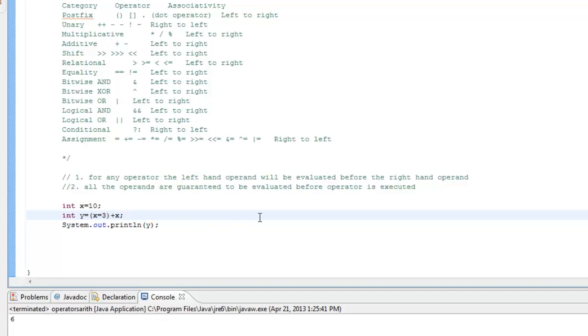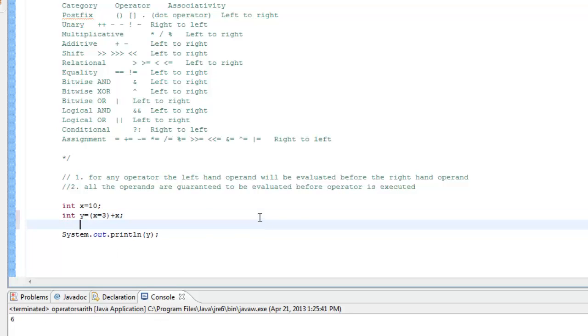So as you can see, the result comes out to be 6, which is 3 from the left hand side, and then x being assigned 3, again adding x will become 6. So the result for this expression will come out to be 6.